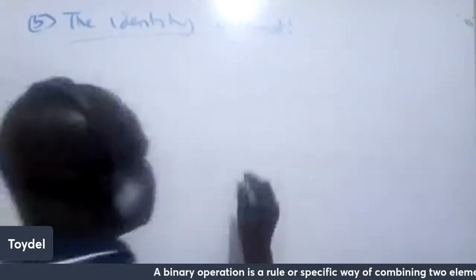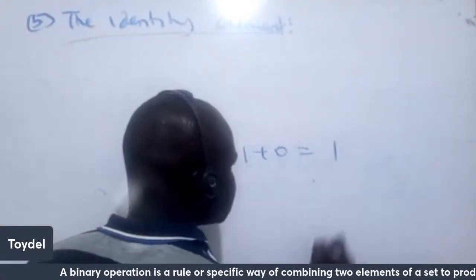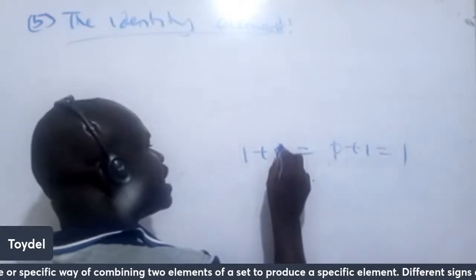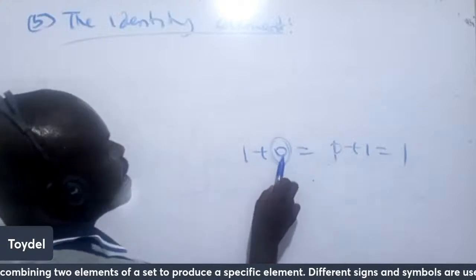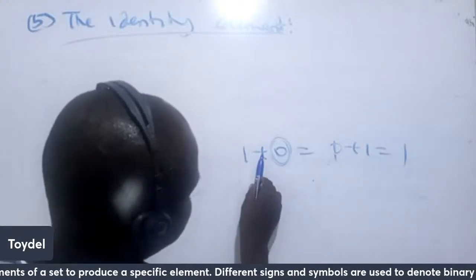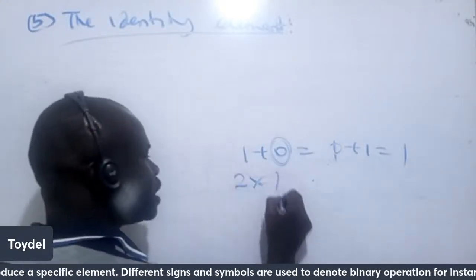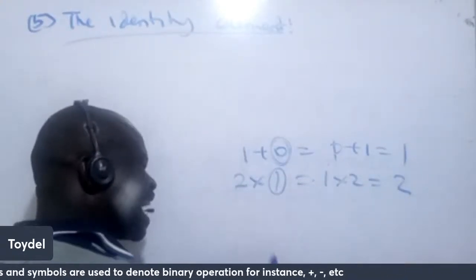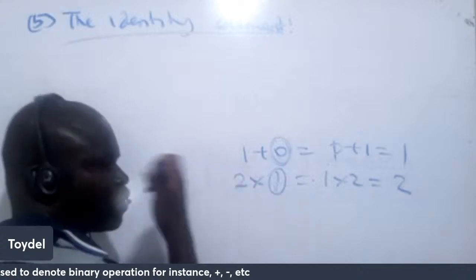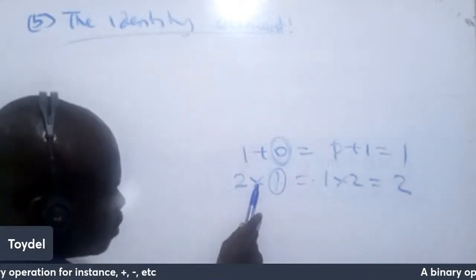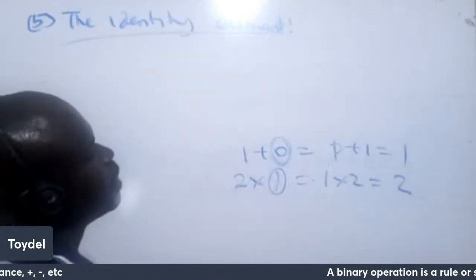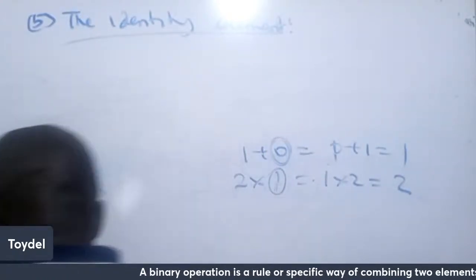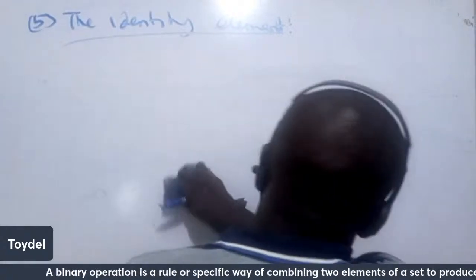For instance, if you say 1 plus 0, is it not 1? It's the same thing as 0 plus 1, and it's going to give us 1. So in this case, 1 is the identity element under the operation addition. If you say 2 times 1, it's the same thing as 1 times 2, and it's going to be 2. Then this one is the identity element under multiplication. So if you have the operation multiplication, the identity element is 1. Then if you have the operation addition, the identity element is 0. So identity element simply means neutral element.